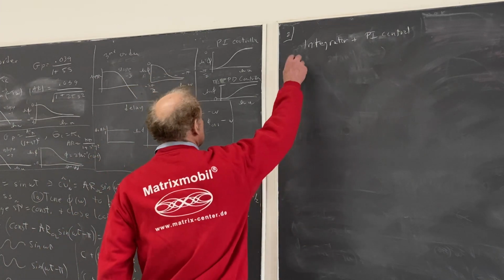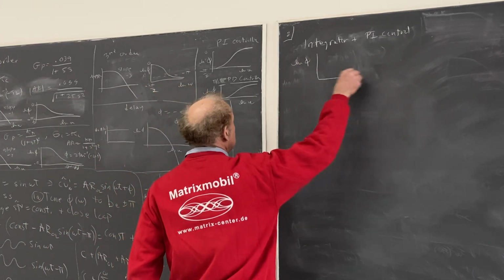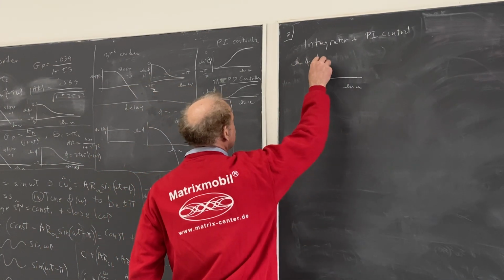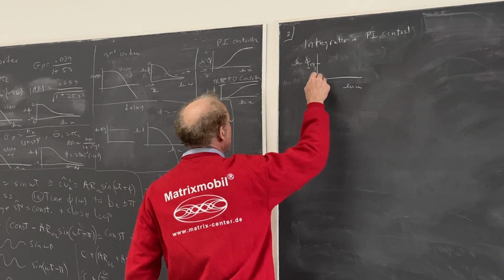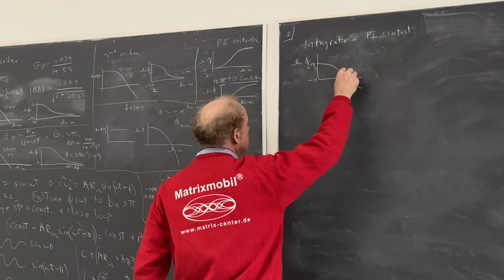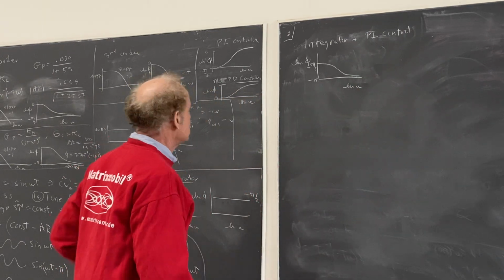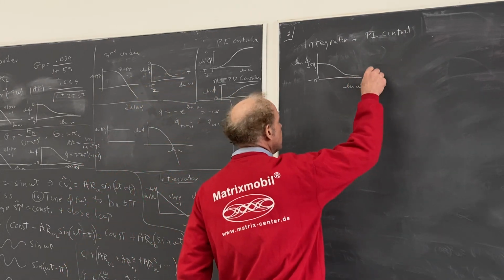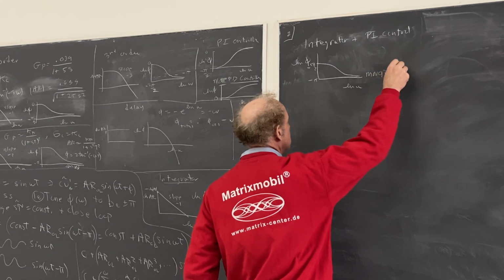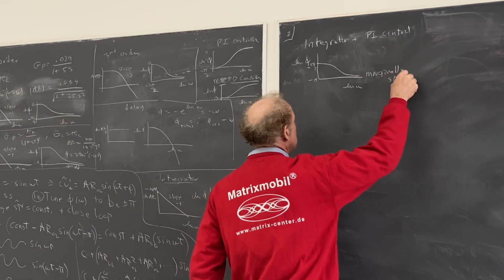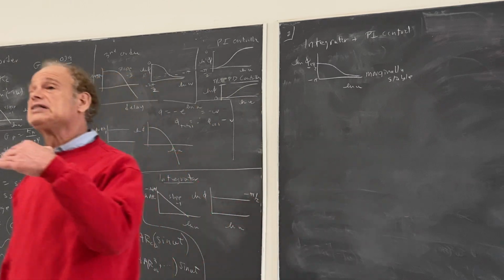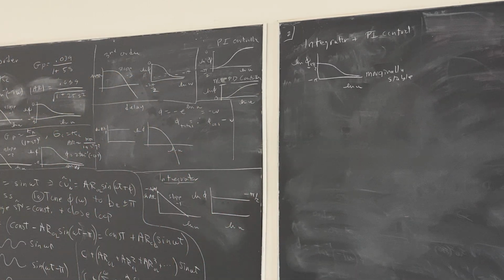So log phi versus log omega goes from minus pi over 2 to minus pi now. And when you almost get there, like in the second order system, but you never quite get there, I call this marginally stable. Because I'm still stable, but I'm getting real close to possibly being unstable.